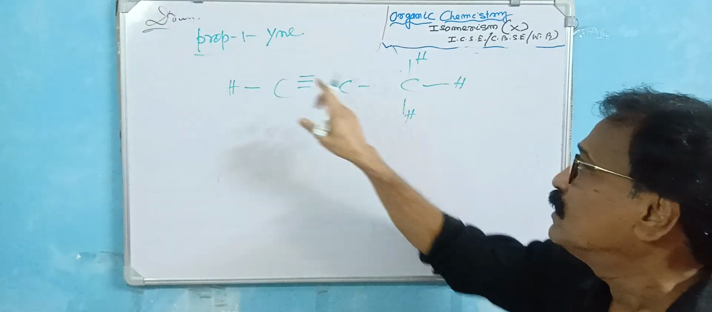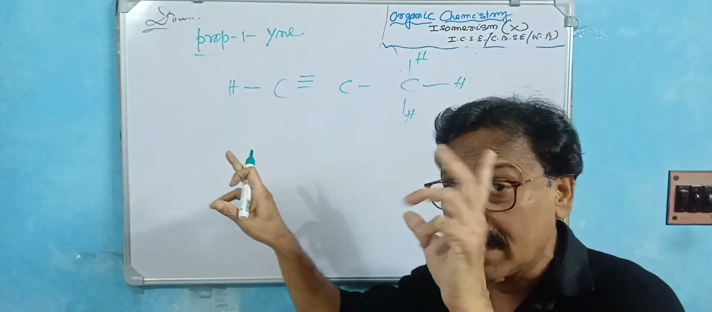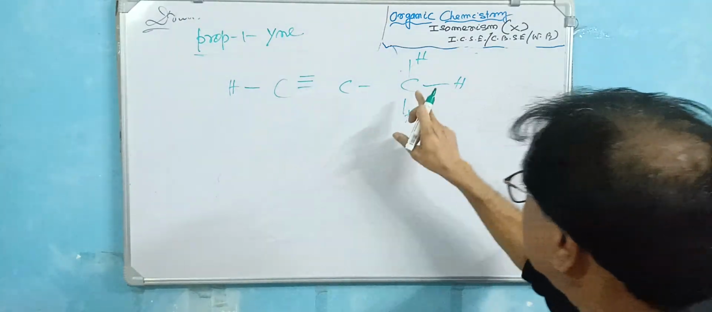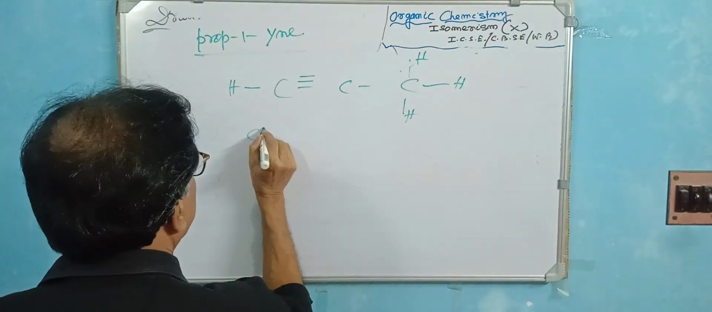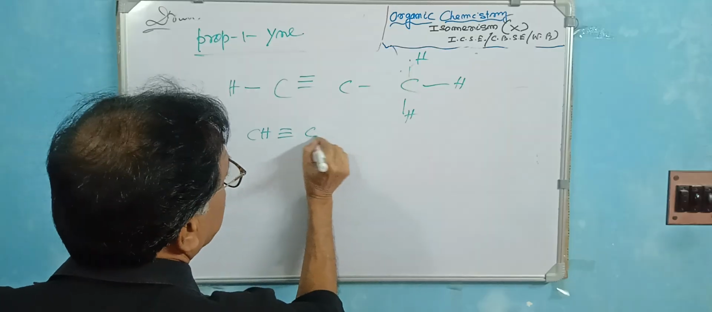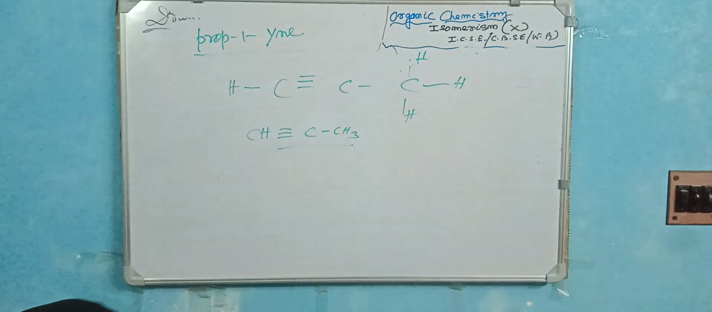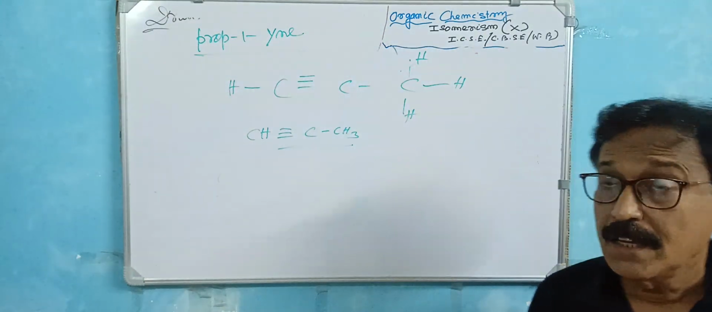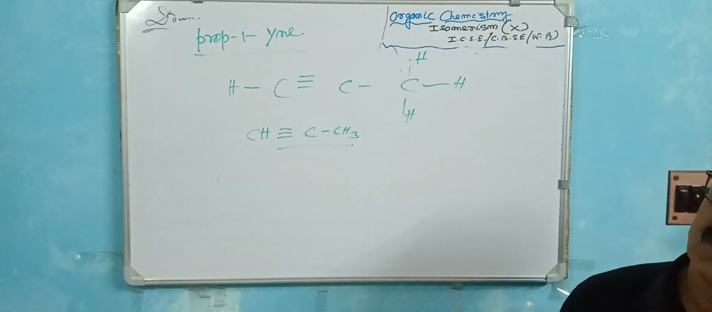Prop means 3 carbons, yne means triple bond, and 1 position. So carbon, you just regularly check. Here is carbon 1, 2, 3, 4. What is the condensed structure? This is CH triple bond C CH3. Is that okay to you? This is the condensed form. This is the structure. So from here you draw the structure. Is it clear to you?